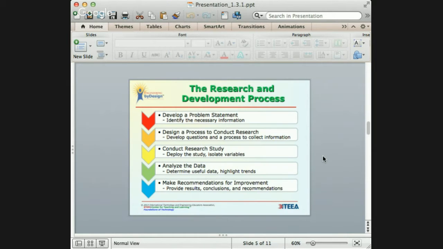Then the next step is to conduct your research study. And there's a lot that goes into that. Let me tell you, I'm working on my doctorate right now. I'm in the middle of research. And yeah, research is definitely not something to be taken lightly.